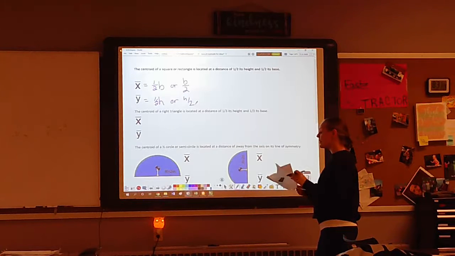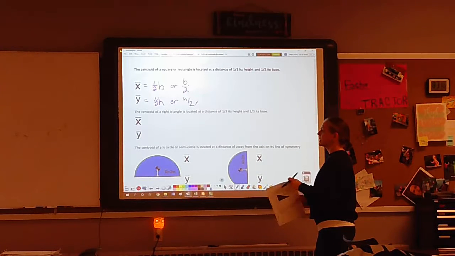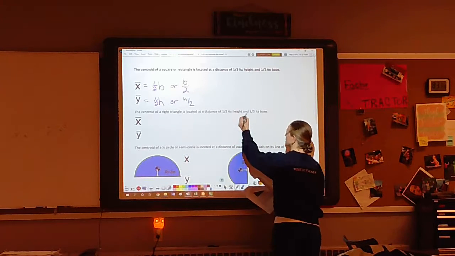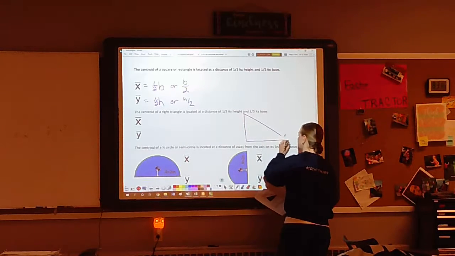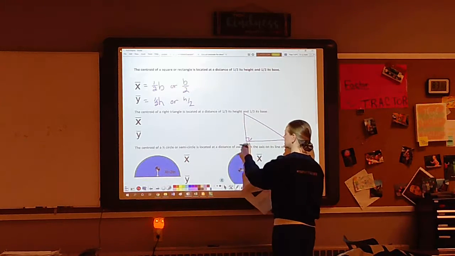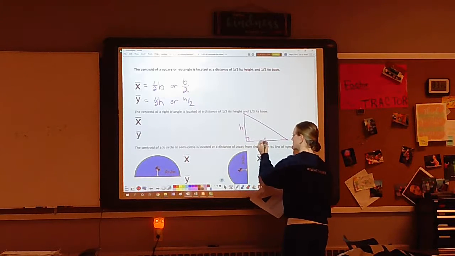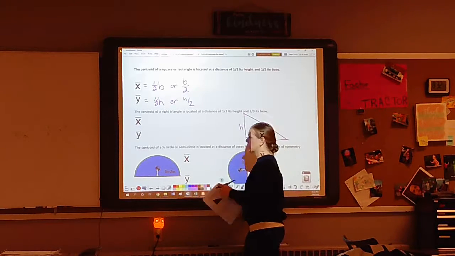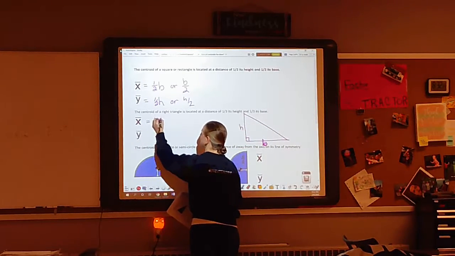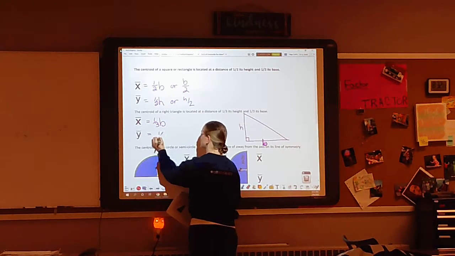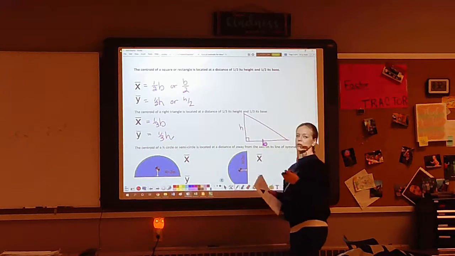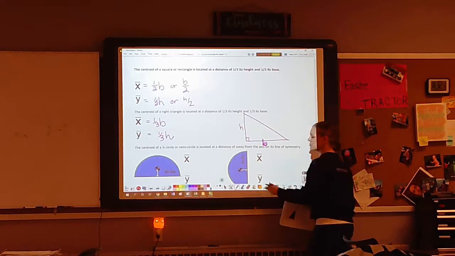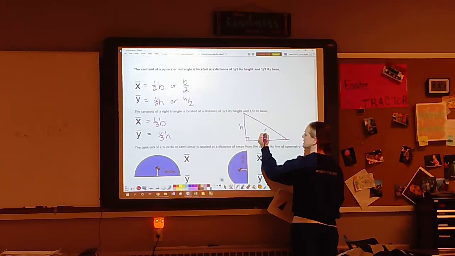The centroid of a right triangle is not 1/2, it's 1/3. So if you have a right triangle like this, however high it is, let's call this the h, and let's call this the base. It's so weird, it's 1/3 of each of those. So x bar is 1/3 of the base, and y bar is 1/3 of the height. You could also just do base divided by 3 and height divided by 3. But I want you guys to see this. Let's pretend I did half and half.